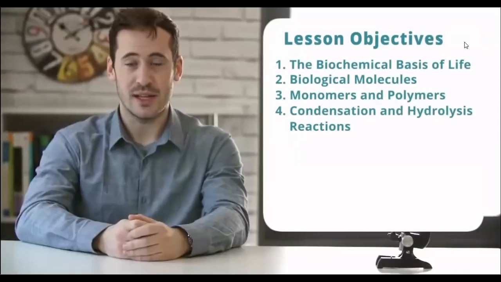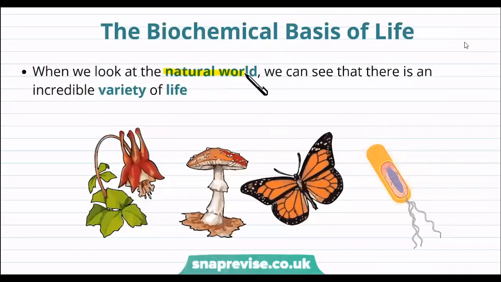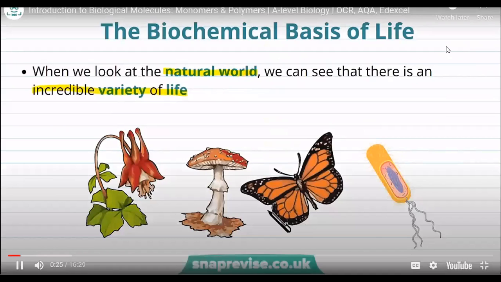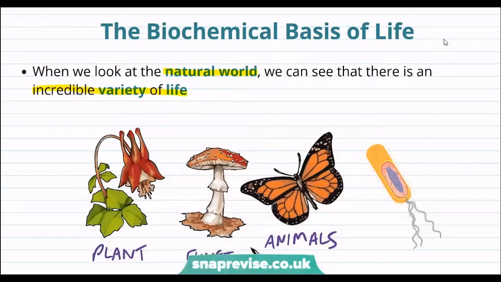So we don't need to look far to realise that in the natural world there is such a huge variety of life. Even just looking at the animal kingdom alone, we can see things like insects, fish, mammals, dogs, reptiles, all sorts of different animals pop into our heads. And then of course we've got other kingdoms, like we've got the plant kingdom, we've got fungi like mushrooms, and we've got things like bacteria as well.